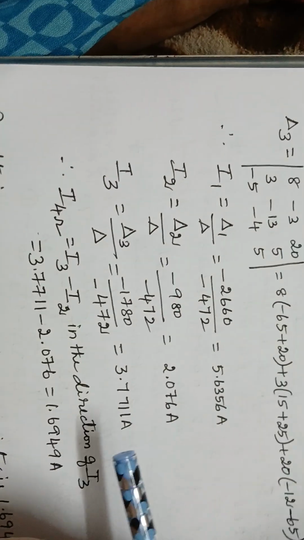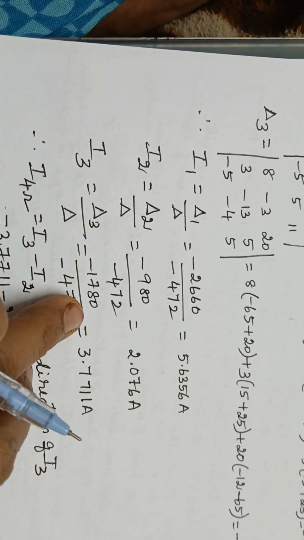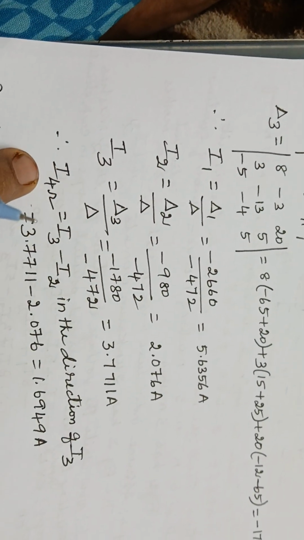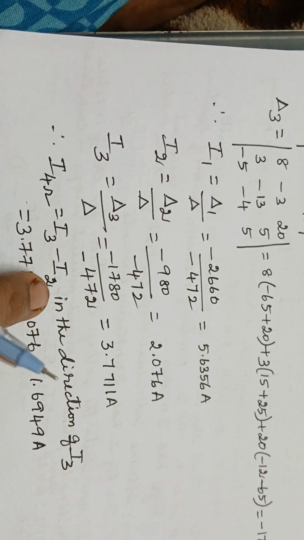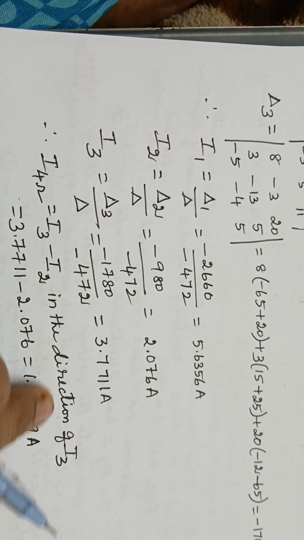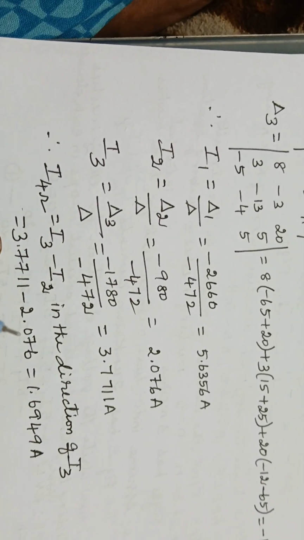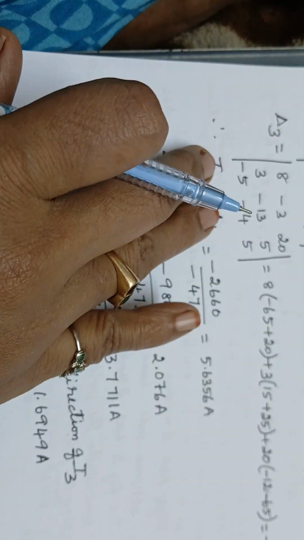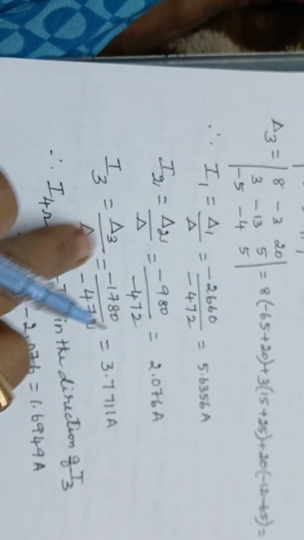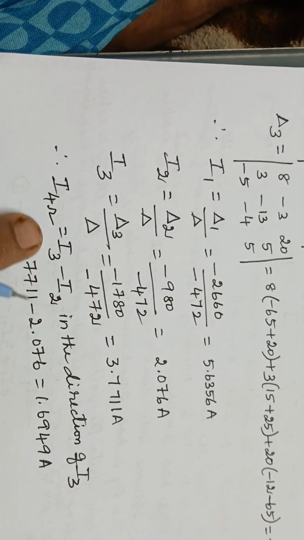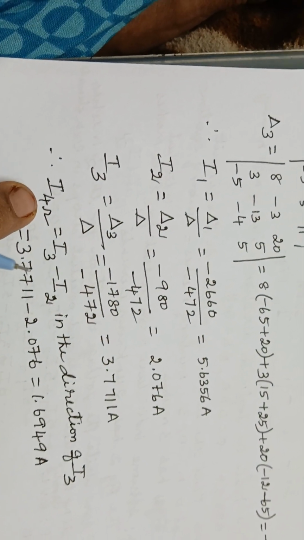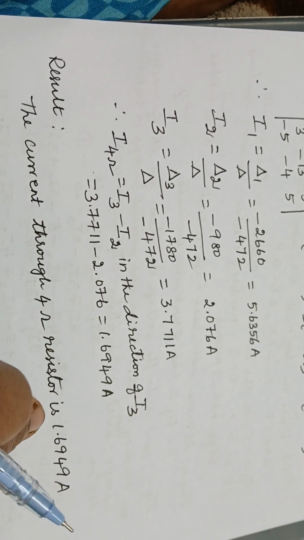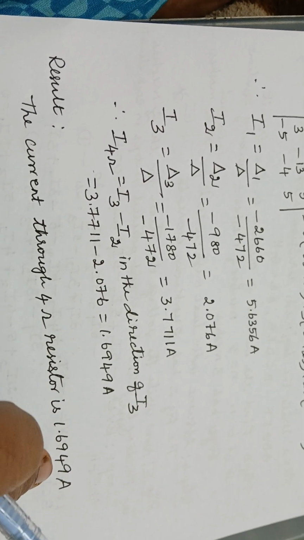In the question they have asked only to find the current across the 4 ohm resistor. That is nothing but I3 minus I2, in the direction of I3. So subtracting, I get the value. There is no need to find I1 if they specifically ask for across 4 ohm. And this is the result: 1.6949.